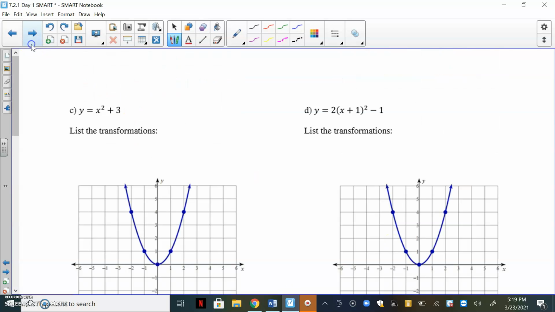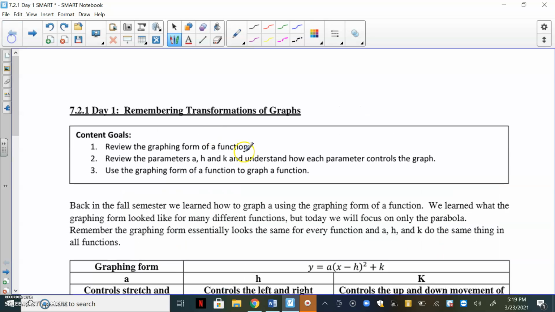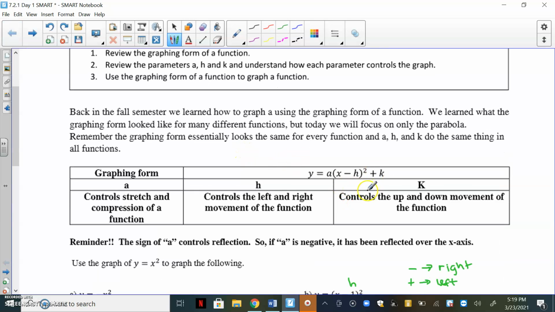All right, my next example is x squared plus 3. So if we look back at our graphing form, that plus 3 is on the outside. There's nothing inside of parentheses. There's nothing in front of the x. So that tells me I'm working with a k, which is moving me up or down.